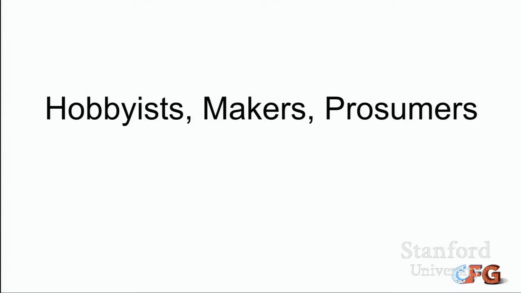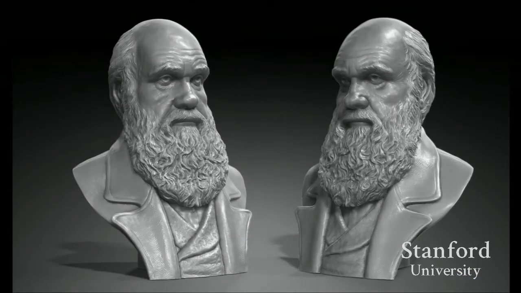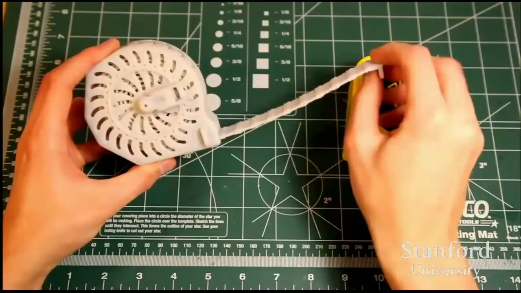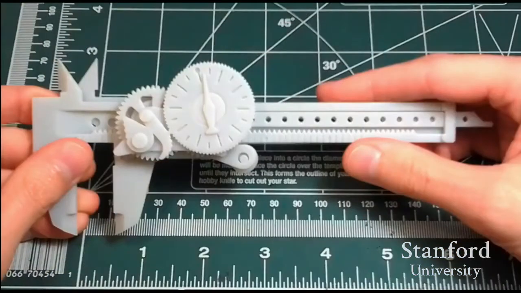Hobbyists, makers, and prosumers, they are really embracing this whole trend. So, for example, they are using it to scan and 3D print different figurines, but they're also trying to build real functional parts. For example, this is a real tape measure that has been produced using low-cost machines. And this is similarly a set of 3D calipers, again printed using FDM 3D printers.